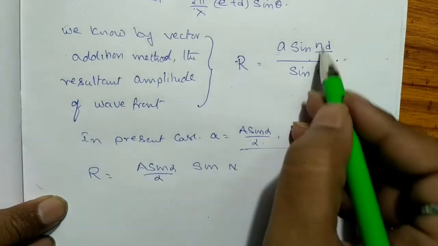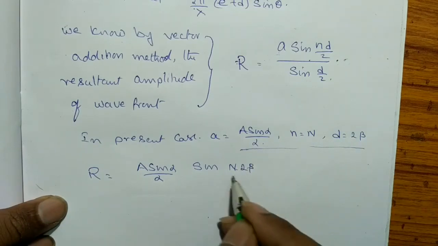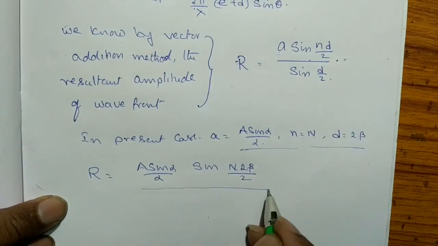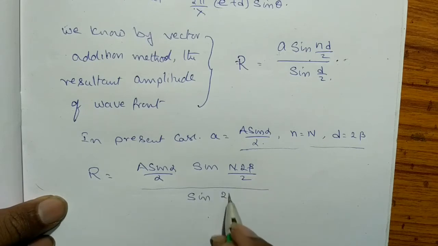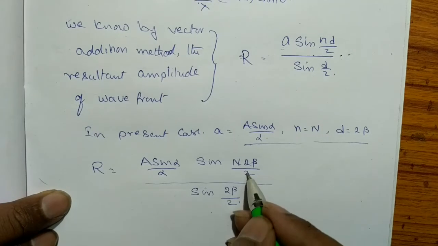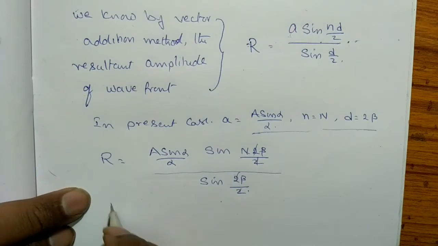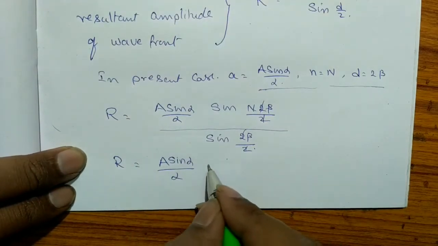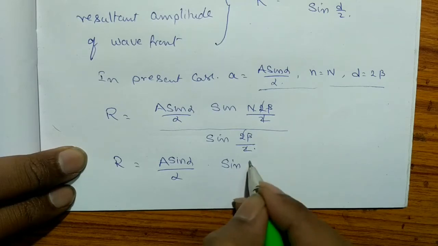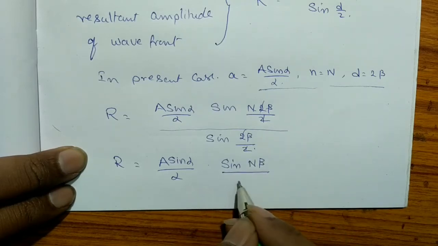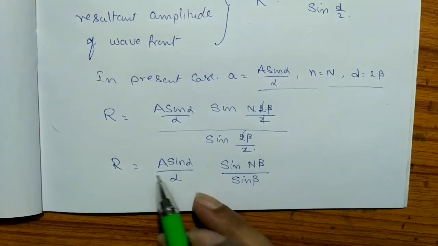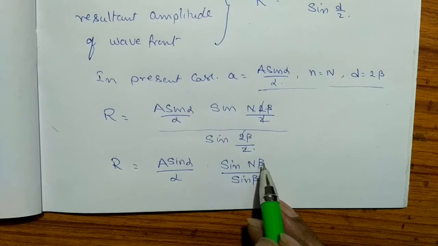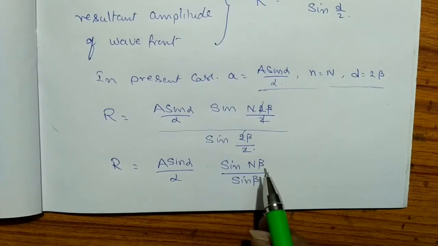Then by substituting these values in this equation, we get R is equal to A sin alpha by alpha into sin(n·2β/2) divided by sin(2β/2). Then the 2 gets cancelled. Then R is equal to A sin alpha by alpha into sin nβ by sin β. This is the resultant amplitude of the n number of wavefronts.